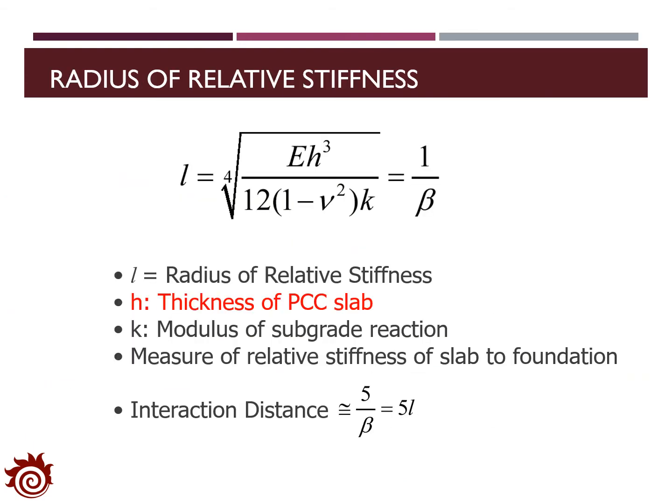The previous equations rely on one variable, the radius of the relative stiffness, and we have already introduced the definition of this value in the previous lecture. Basically, L is a function of the modulus of elasticity, the thickness of the slab, and the modulus of the subgrade reaction. Generally, we will only consider the interaction when the distance is less than 5 times L.